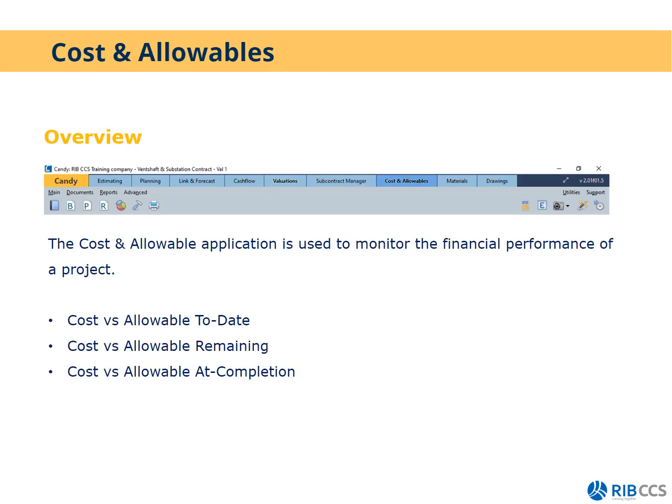Next, we're going to go into cost and allowables, and we're going to do a cost report using Candy. The cost and allowables application is used to monitor the financial performance of the project. The cost versus allowable to date can be viewed, the cost versus allowable remaining, and the cost versus allowable at completion.